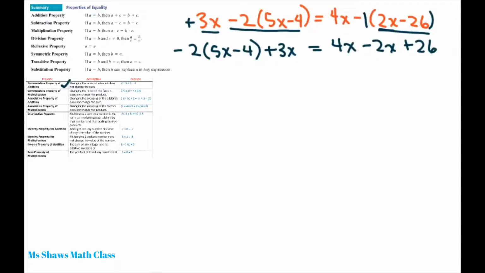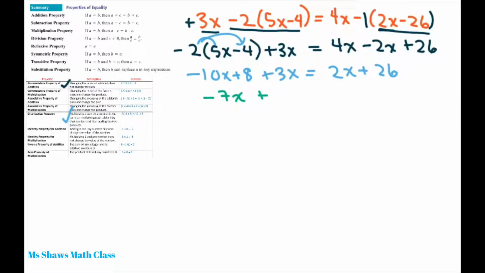All right, let's clean up the left-hand side using the distributive property. Negative 10x plus 8. Don't forget to do both. Plus 3x. Let's clean up this side. This is 2x plus 26. All right, now let's simplify the left-hand side. Negative 10x plus 3x.